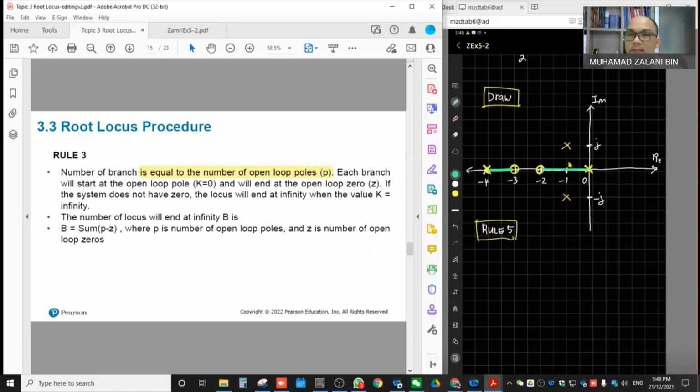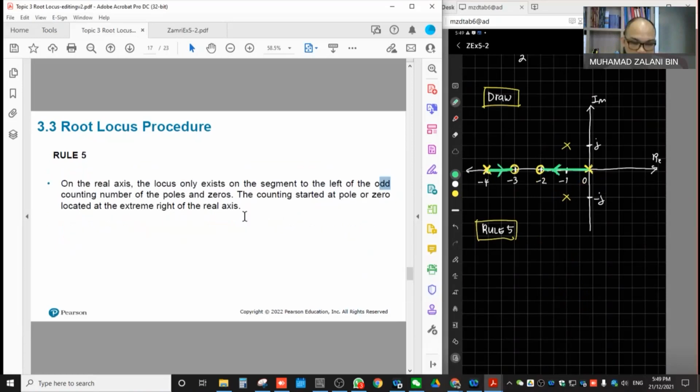We will do it later, but for the time being, we should know that on the real axis we should start from pole to 0, meaning that here we can just draw the direction of the locus, which is from pole to 0. So we have just drawn the direction of the locus like that.